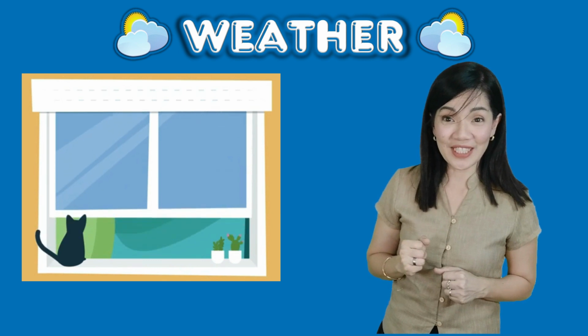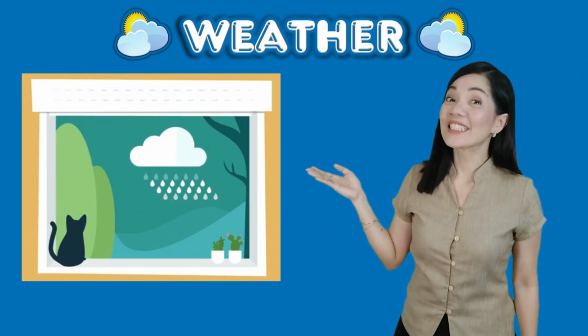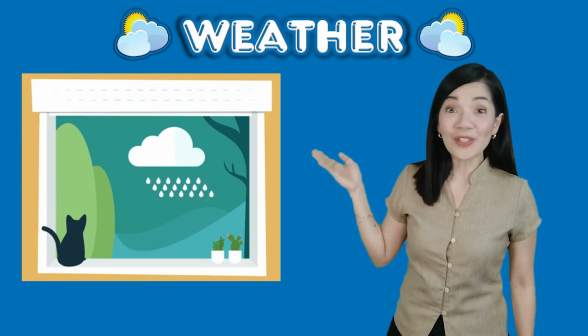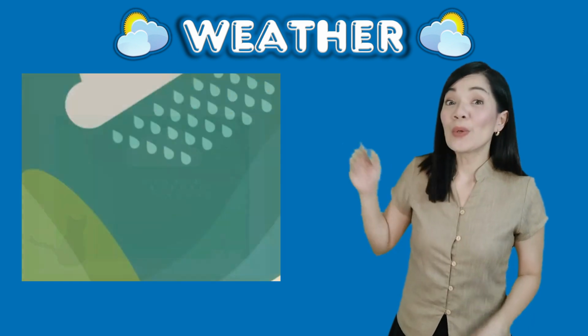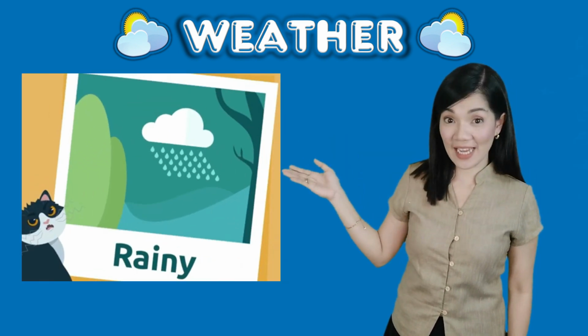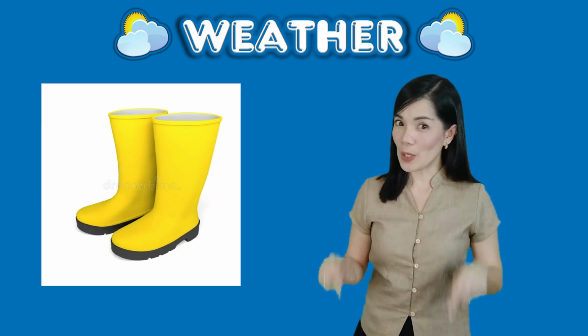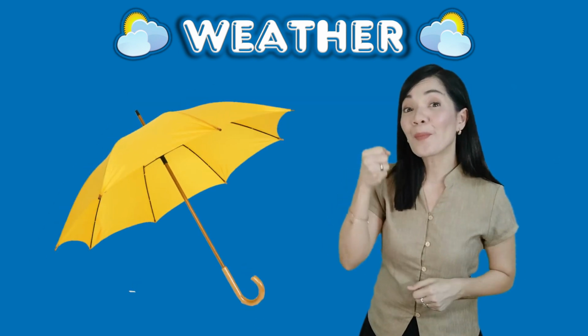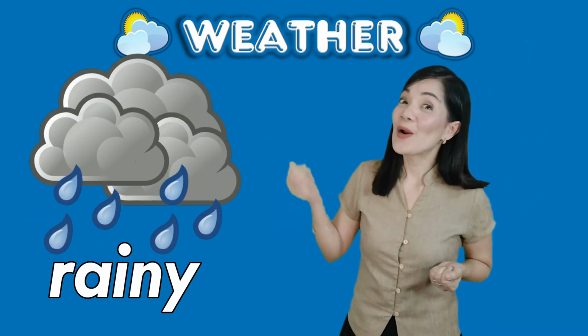Now what do you see through the window? The rain! Yes, the rain. And we say, it's raining. On a rainy day, you need your boots and your umbrella. What's the weather like? It's rainy.